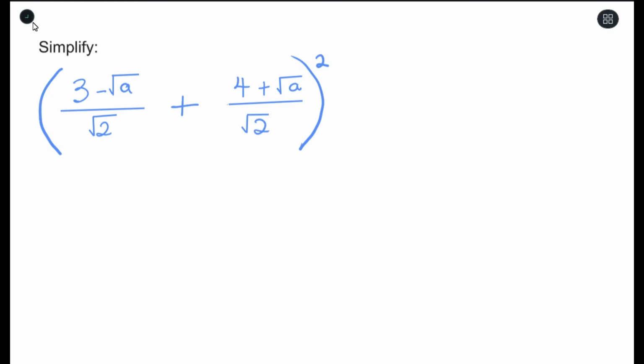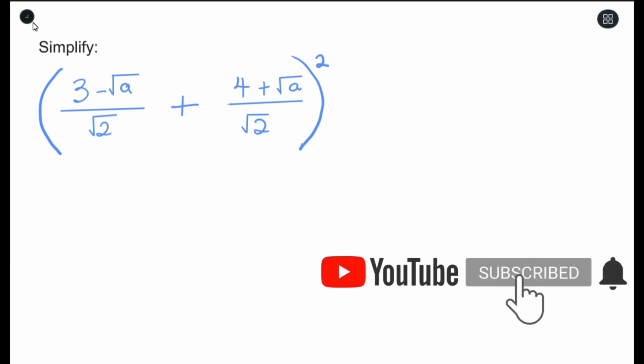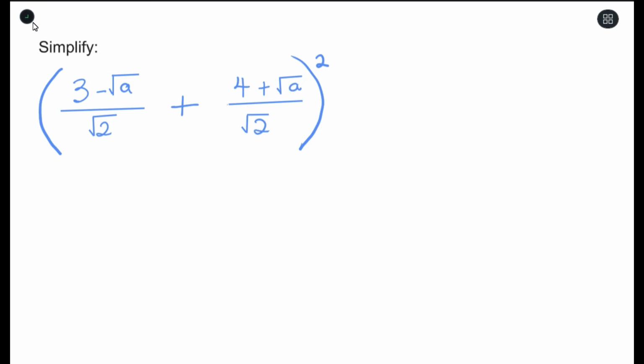3 minus root a over root 2 plus 4 plus root a over root 2. Now all this squared, we're trying to simplify this. To simplify a question like this, because it's in fraction form, the best method is to find your LCD. Now, since the denominator is the same, we have a common denominator for both our fractions.